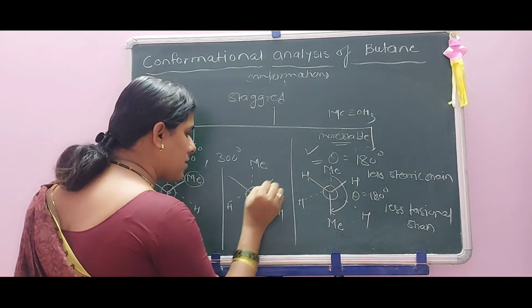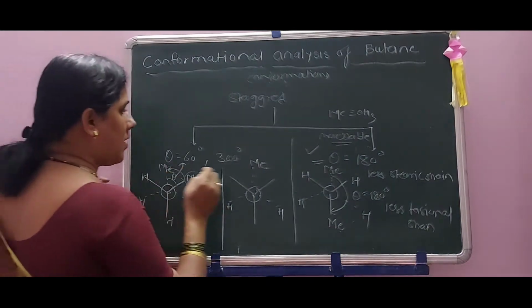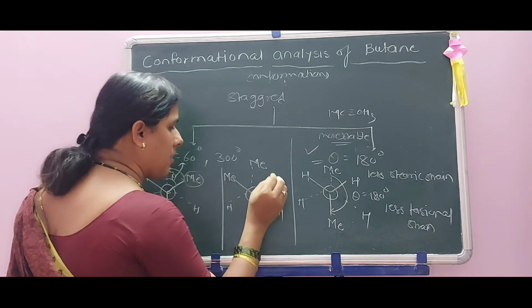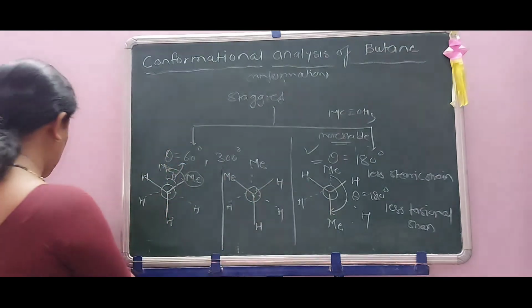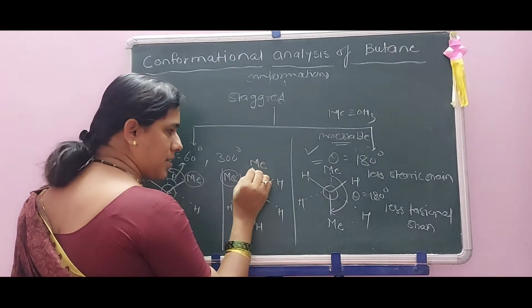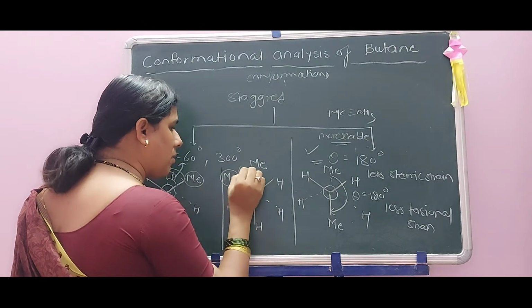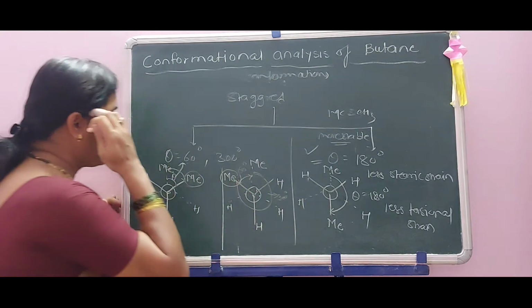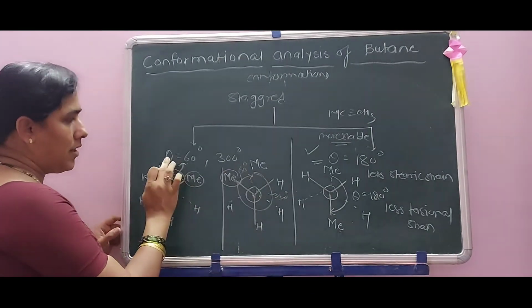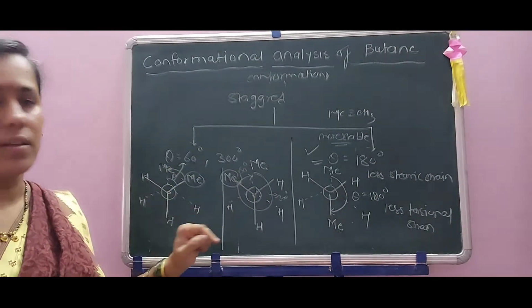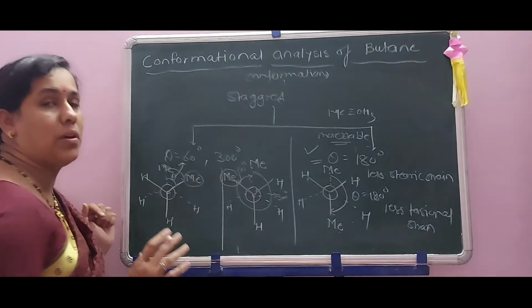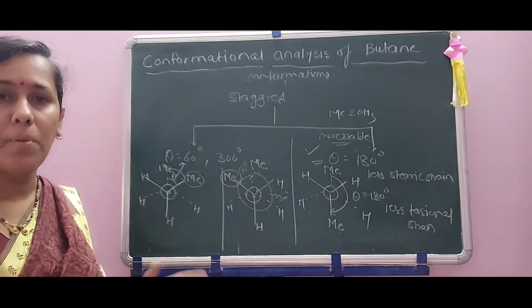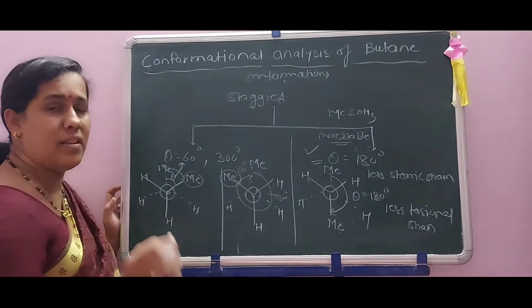Here at 300, that is equal to what? Here 240, here 300, this is Me and this is H, this is H. Now this Me and this, this bond angle is also equal to 60 and this angle is 300. Therefore, each of these, theta equal to 60 degrees or theta equal to 300 degrees, gives the same conformation. Therefore these conformations cannot be distinguished from each other. Therefore they are dynamic in nature.